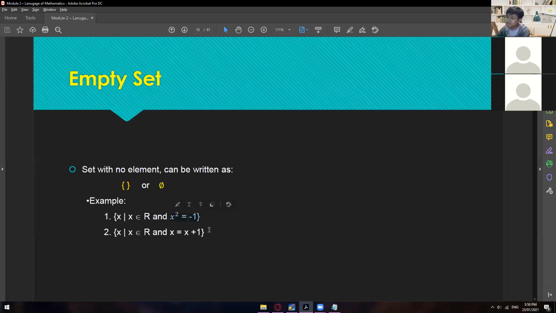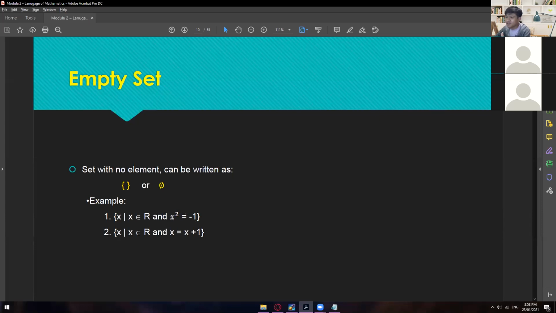Sir, the whole notation, x squared is equal to -1 only? X squared is equal to -1 only. Is there a real number wherein if you replace this x, it would make this expression equal? No, negative 1. No, because -1 squared is +1, so 1 is not equal to -1.